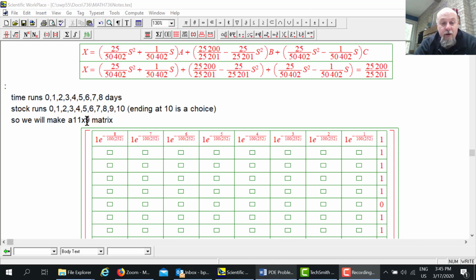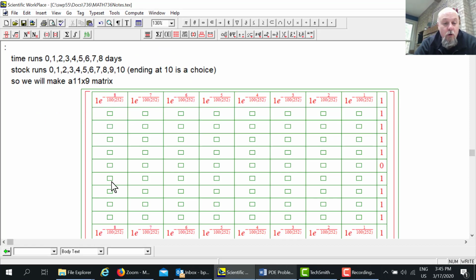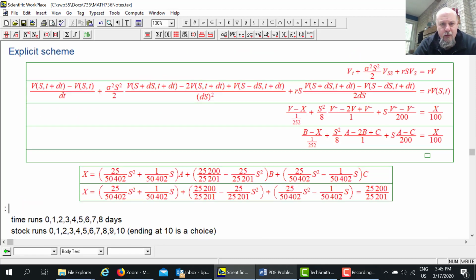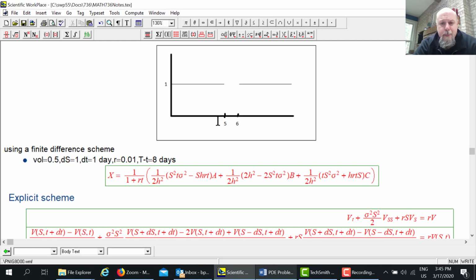The time runs this way, the stock runs this way. So we have an 11 by 9 matrix. The 9 is because I've got 0, 1, 2, 3, 4, 5, 6, 7, 8 days. The 11 is because I start at 0 and go all the way up to $10. Stopping at $10 is a choice that I made, thinking that that's far enough past the $6.